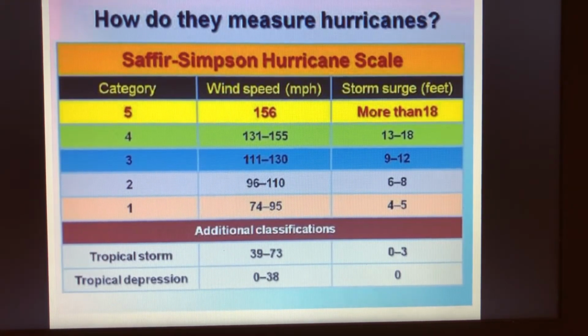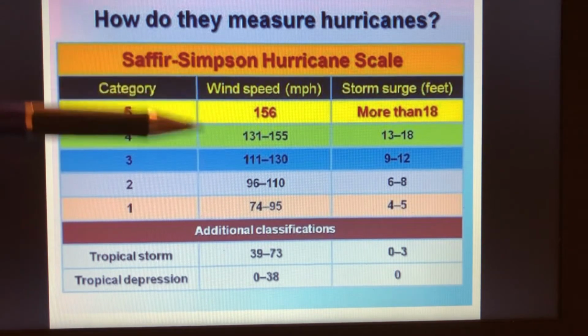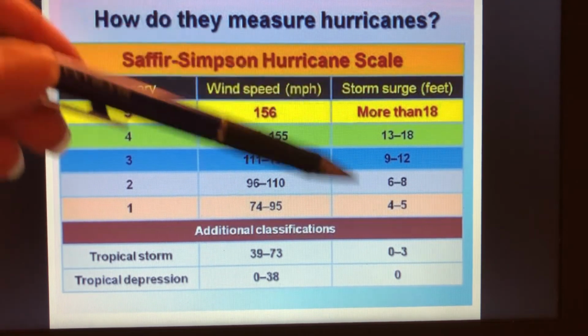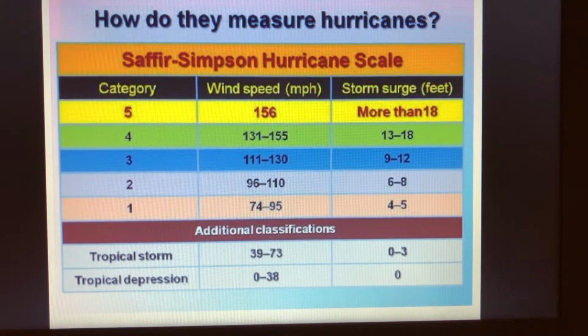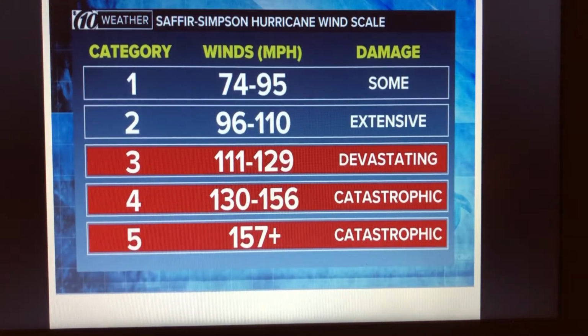So this is how they measure the hurricanes. You can see each of the categories has a different wind speed and a different amount of feet to the storm surge that comes ashore. You can also see on this what kind of damage. Once you start getting into a category 3, that's where the damage gets really devastating.